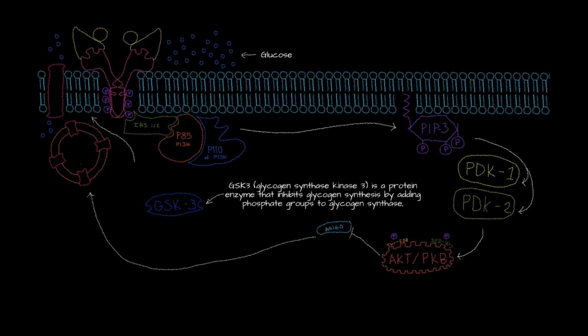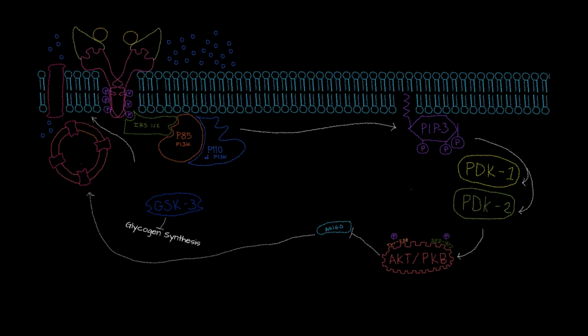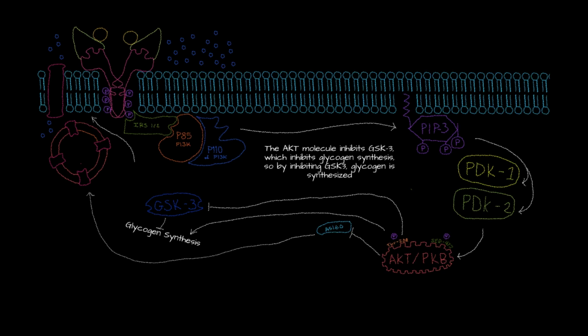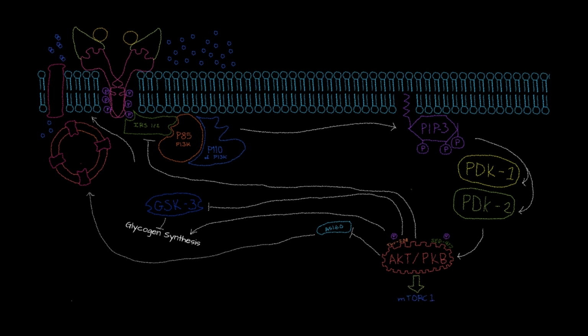Glycogen synthase kinase 3 is a protein enzyme that inhibits glycogen synthesis by adding phosphates to glycogen synthase. Glycogen synthesis is the process of building glycogen, a storage form of glucose. This body links glucose molecules together in a chain, storing them in the liver and muscles for use later when energy is needed. When GSK3 is inhibited, glycogen synthesis is no longer inhibited, which means glycogen is produced.